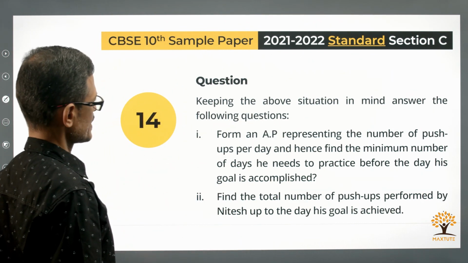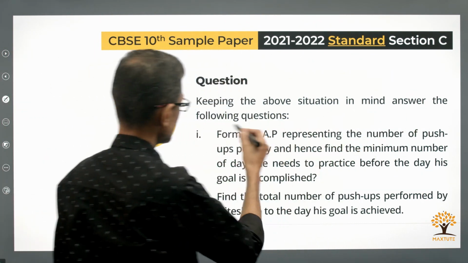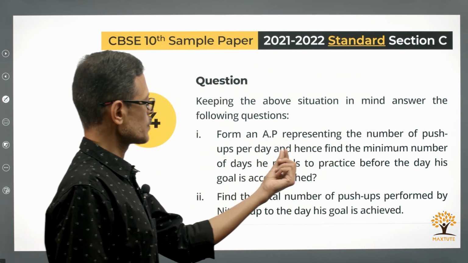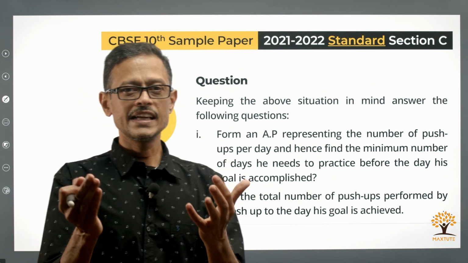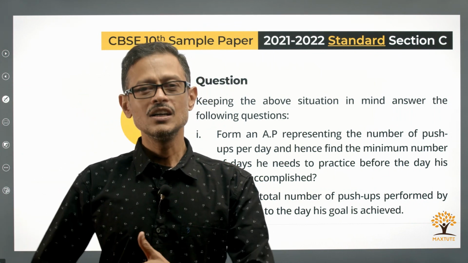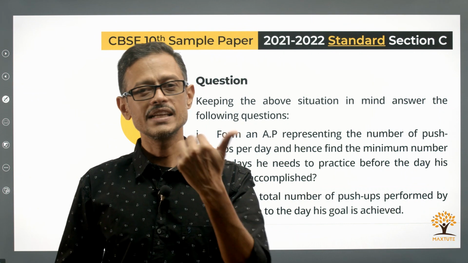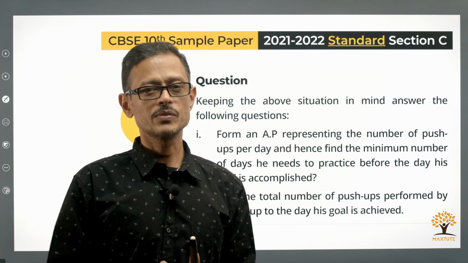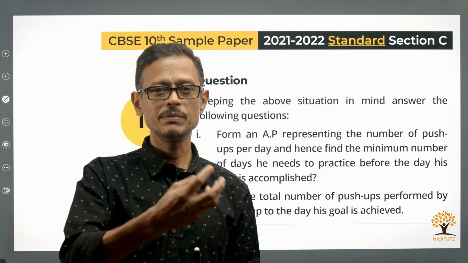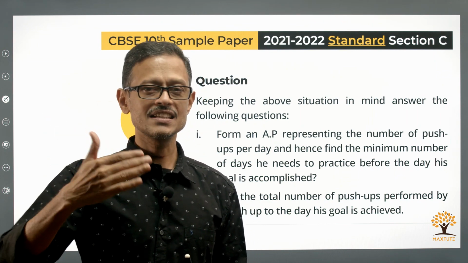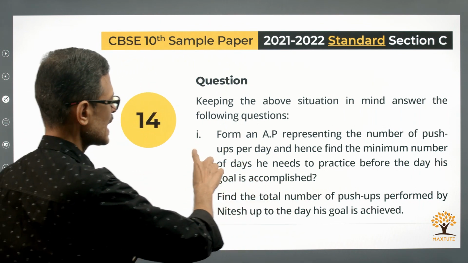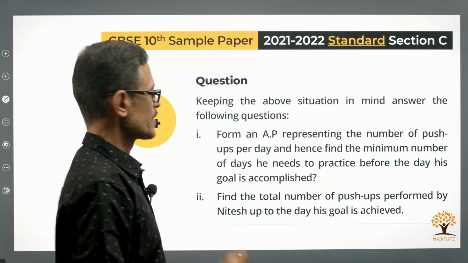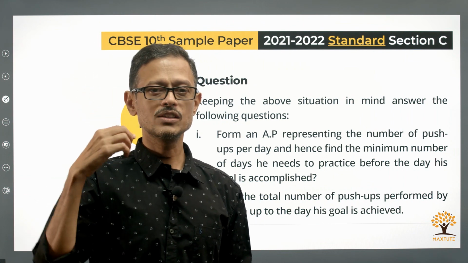Let's look at what these 2 questions are. Keeping the above situation in mind, answer the following questions. Form an AP representing the number of push-ups per day. On the 5th day, how many push-ups will he do? A5 is the answer. On the 21st day, how many push-ups will he do? That's A21. So we need to frame an AP to signify the number of push-ups done on any given day, an AP representing An, where n is the nth day we are talking about. And hence, find the minimum number of days he needs to practice before the day his goal is accomplished. His goal is to reach 3,900.